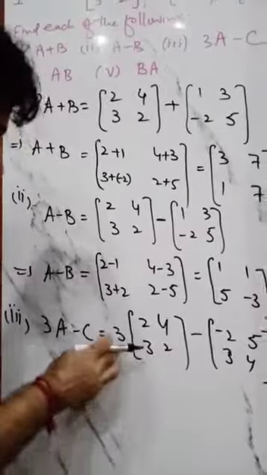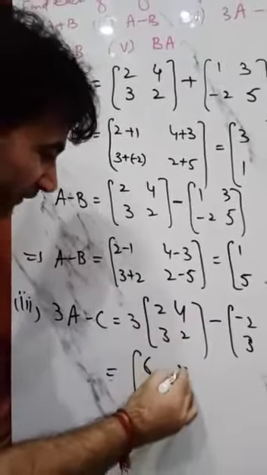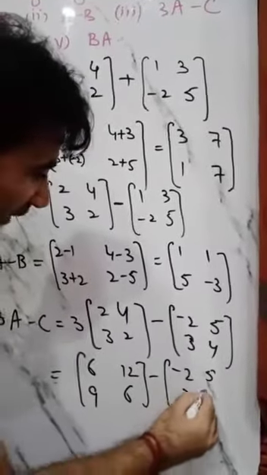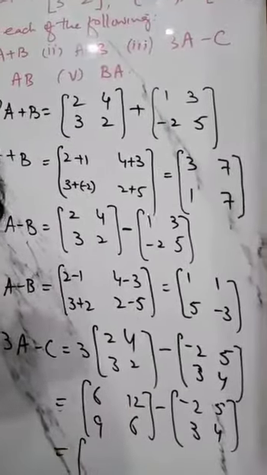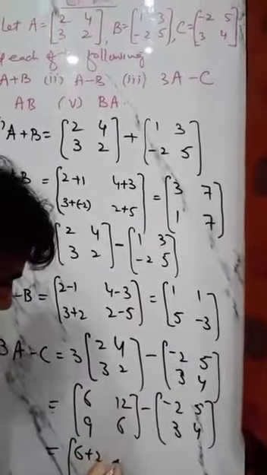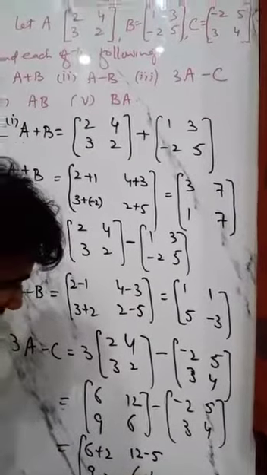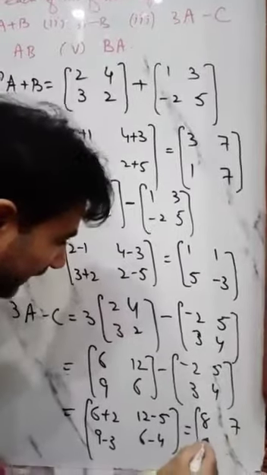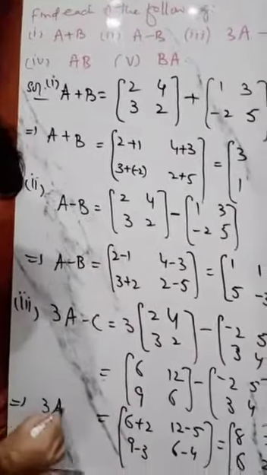Now what will you do? You will multiply 3 with each entry. So you will get 3 2s are 6, 3 4s are 12, 3 3s are 9, 3 2s are 6, minus minus 2 5 3 4. Now you will have subtraction between these two. Again the same process you did in part 2, that is 6 minus minus 2 will become plus 2, 12 minus 5, then 9 minus 3 and 6 minus 4. So what will you get as the answer? 6 plus 2, 8, 12 minus 5, 7, 9 minus 3, 6, 6 minus 4, 2. So this is yours, 3 times A minus C.